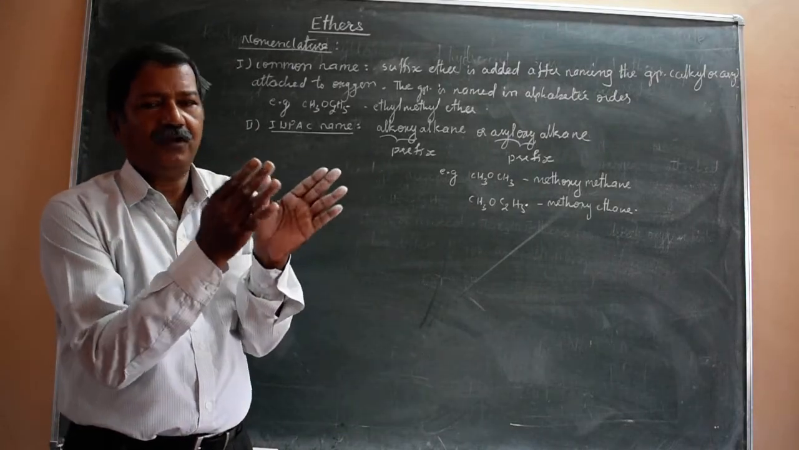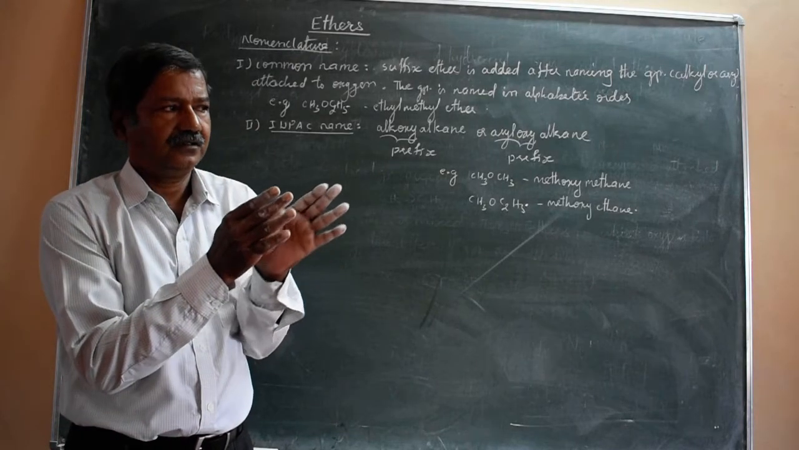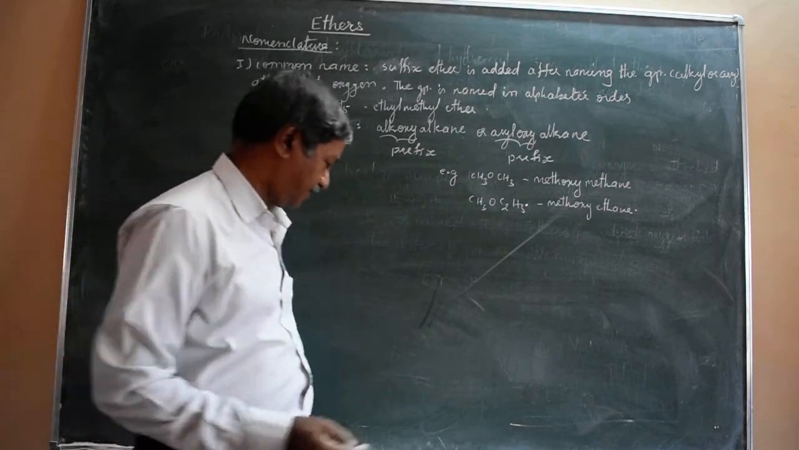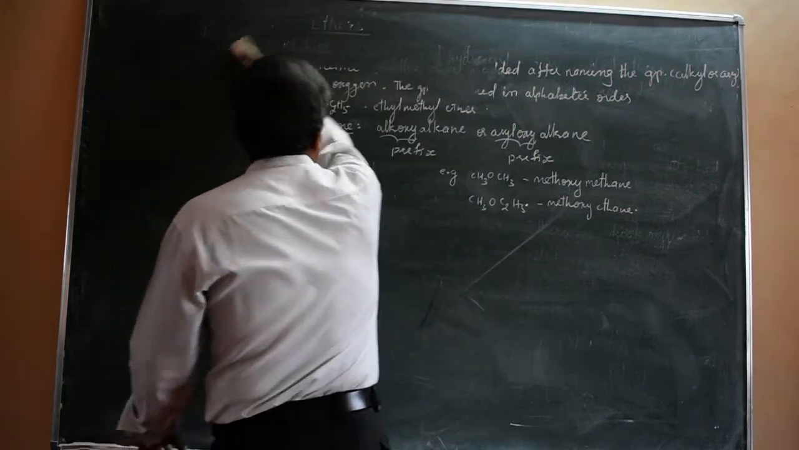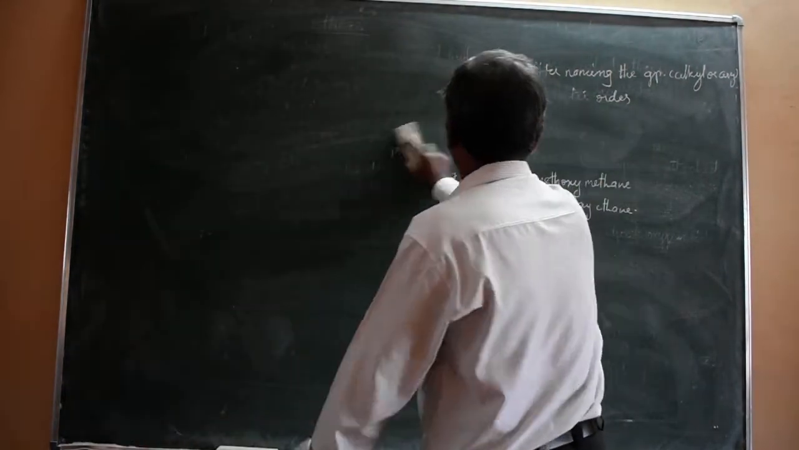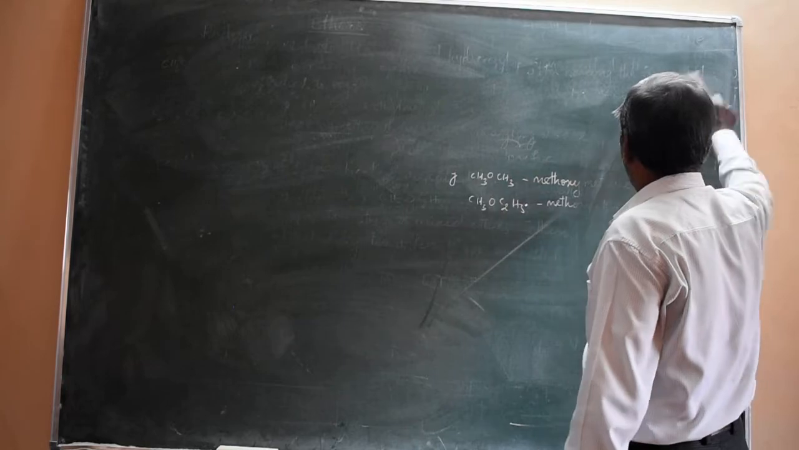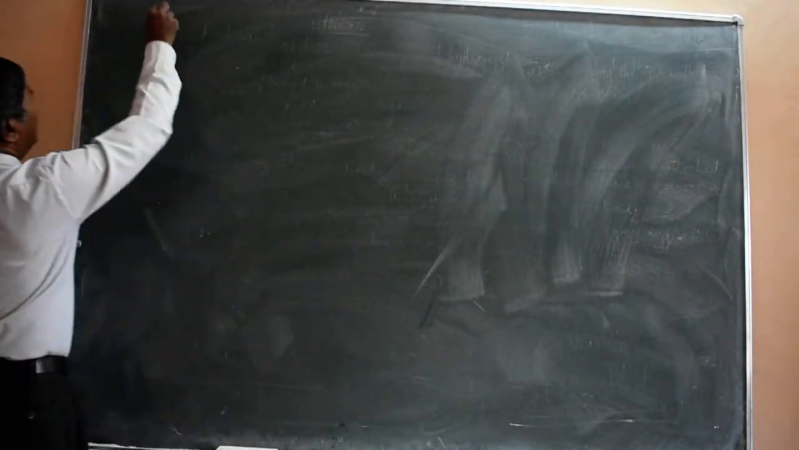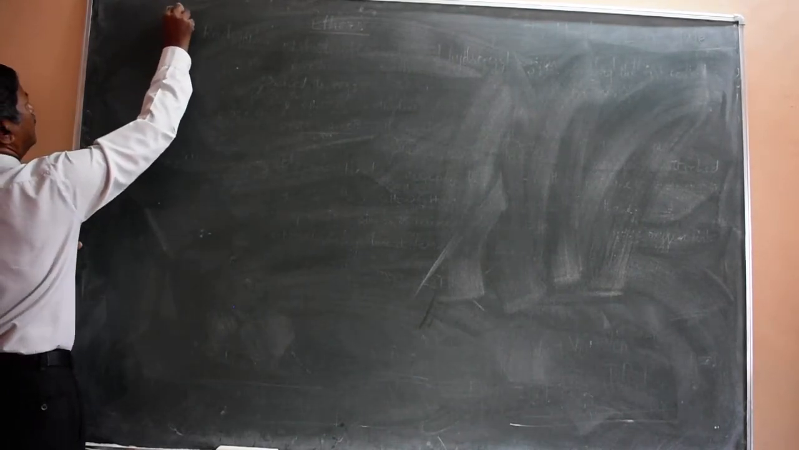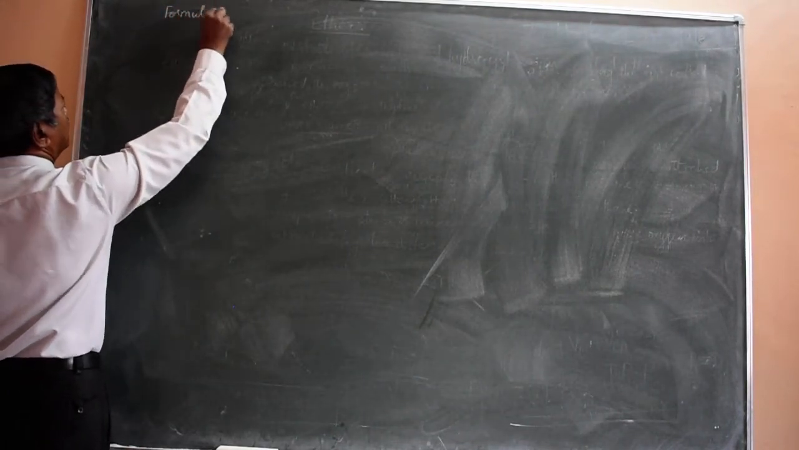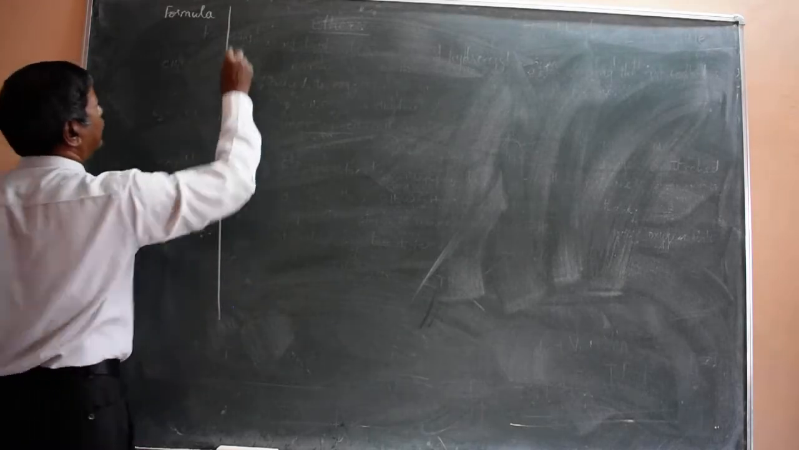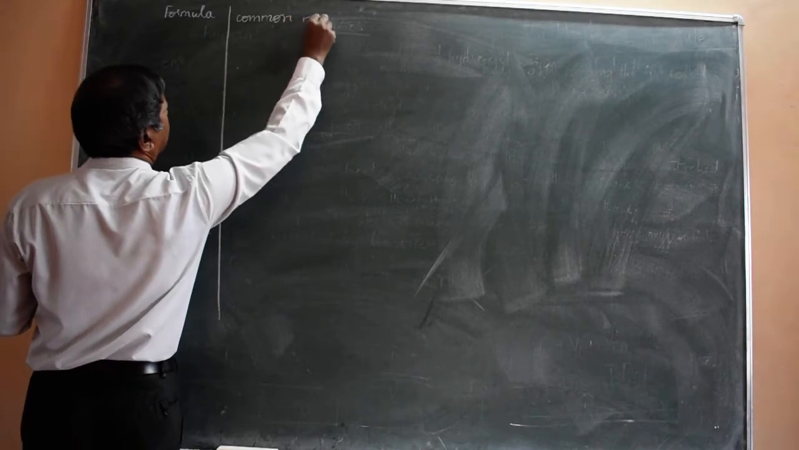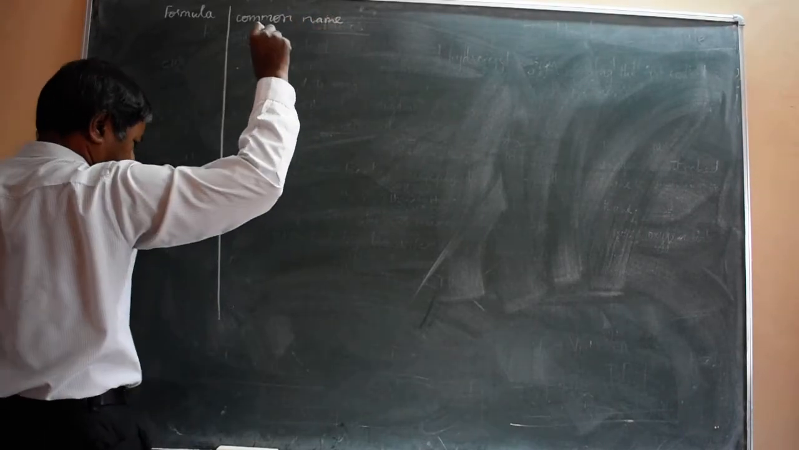Three columns you have to make. One is for the formula, then common name and IUPAC name. So let us study a few more examples for naming the ethers. In the first column formula, second column common name, third column IUPAC name.